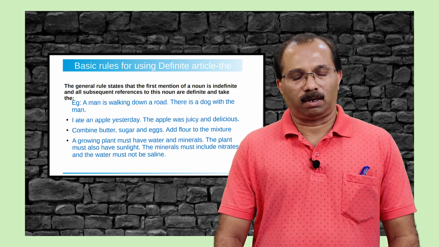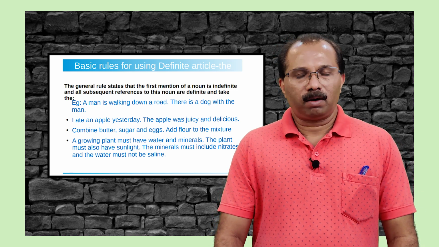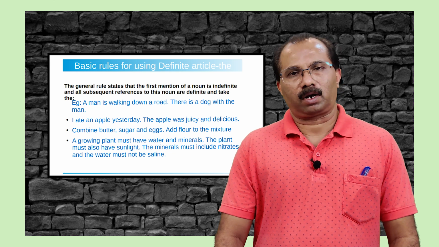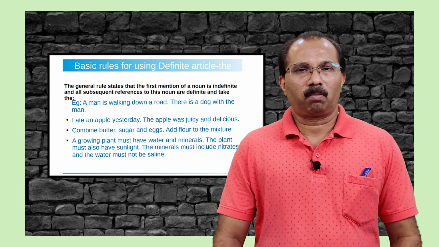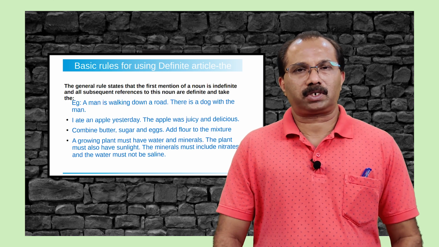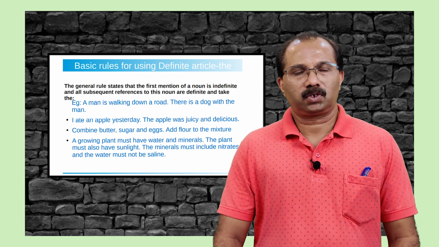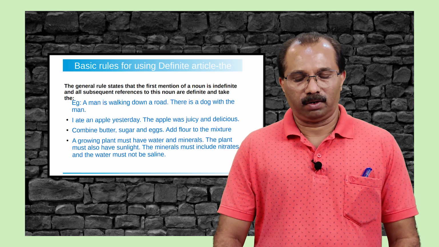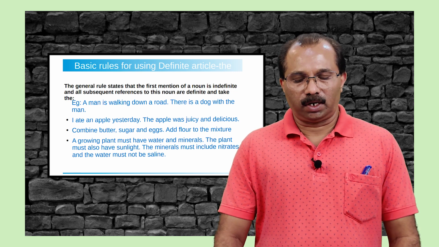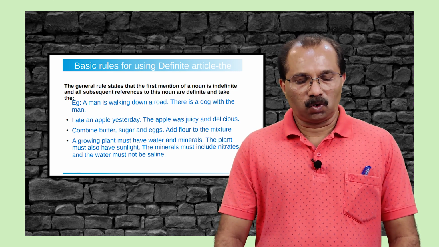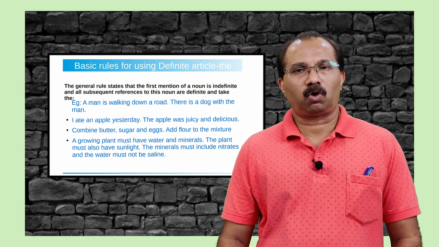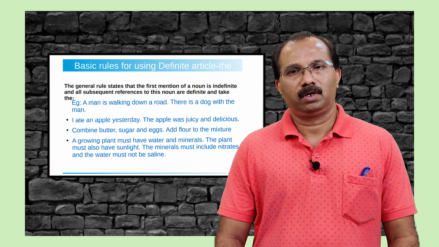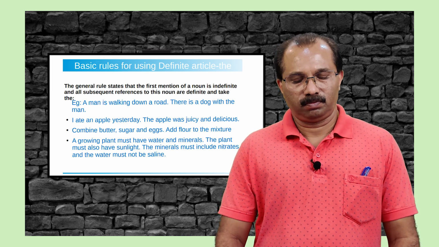Just look at one more example. A growing plant must have water and minerals. A growing plant means we don't know which plant. It's the first time we are referring to a plant, so we say a growing plant. Then look at the next sentence: the plant must also have sunlight. The plant, so it is the second reference. That is already made definite. That is why the plant.